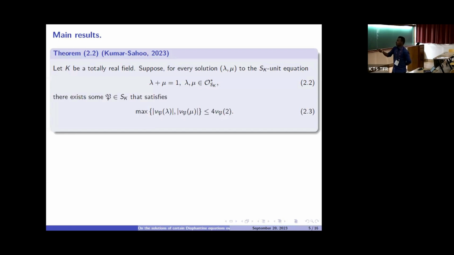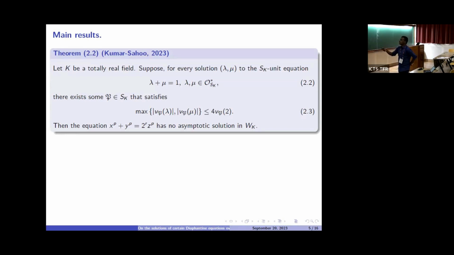There is some prime P belonging to SK satisfying this condition, that is, the maximum of the absolute values v_P of lambda and v_P of u is less than 4 times v_P of 2. Then this equation has no asymptotic solution in WK.